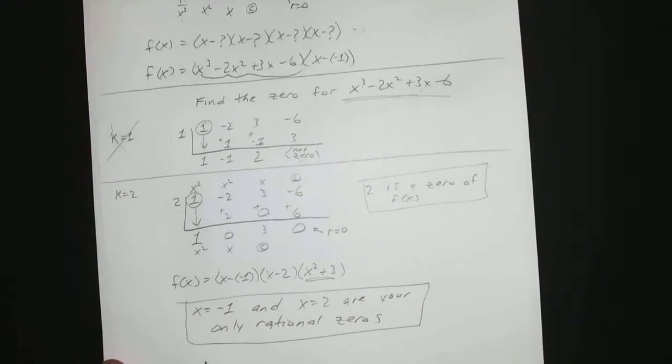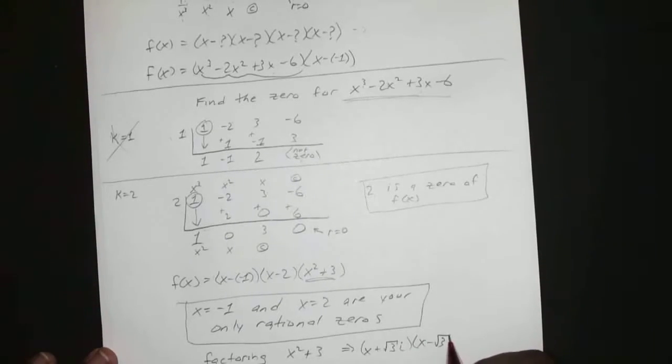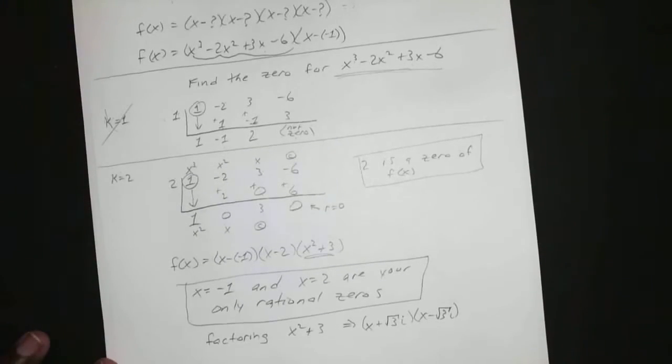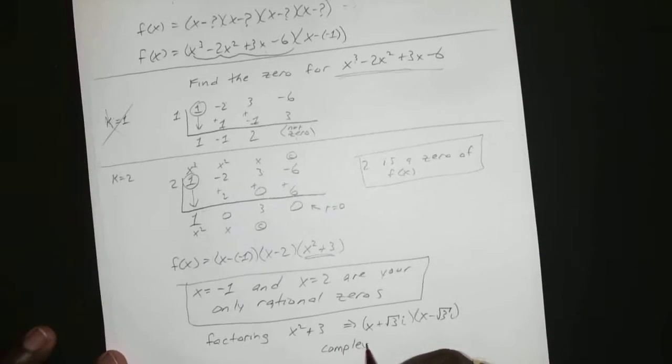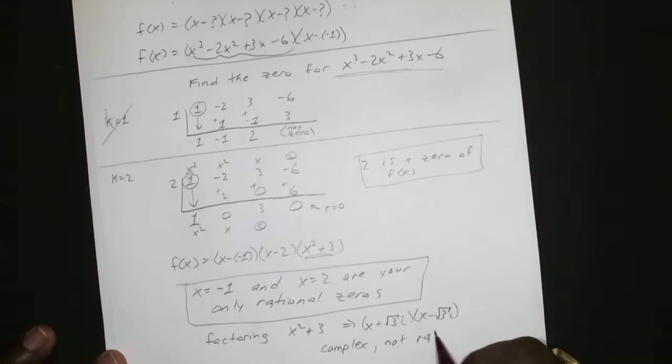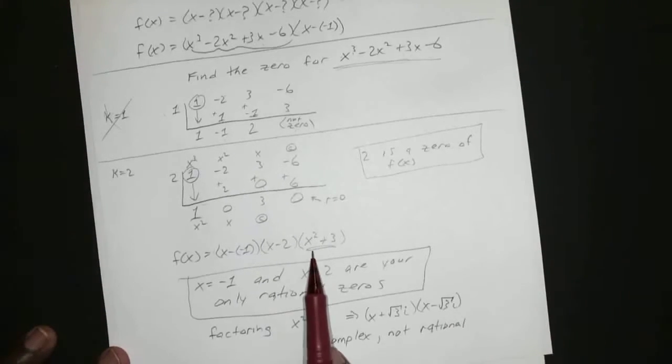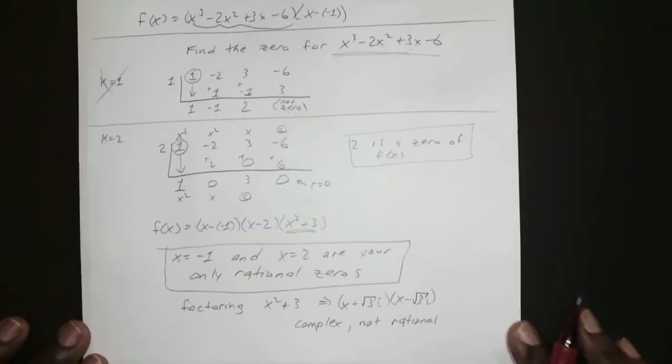And just in case, factoring x squared plus 3 would give you x plus square root of 3i, x minus square root of 3i. They're not rational numbers, so that's why you can't use them. Complex, not rational. So that's why even though you have an x squared plus 3, you can't really factor that anymore. Oh, sorry about that.